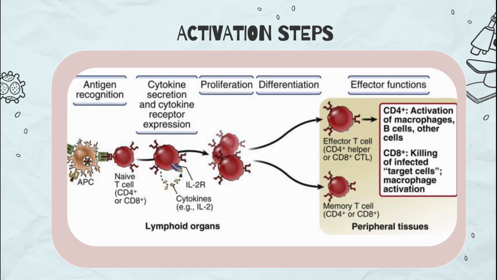Activation steps. This diagram shows the main steps involved in the activation of T lymphocytes. First, a naive T cell recognizes an antigen presented by an antigen-presenting cell. This recognition begins the activation process. Next, the T cell undergoes clonal expansion, which means it rapidly divides to produce many identical T cells that recognize the same antigen. Cytokines like interleukin-2 help stimulate this proliferation. As shown in this diagram, T cells can differentiate into effector T cells that help eliminate the infection and memory T cells that remain in the body and allow for a faster immune response if the same pathogen appears again.